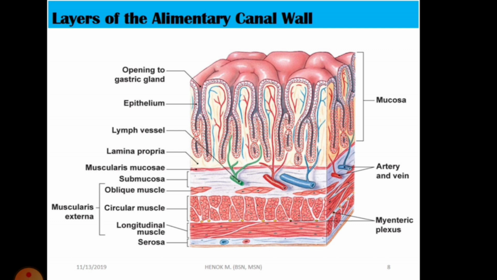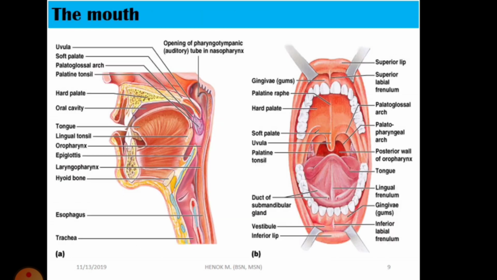There are the mucosa, artery and veins. Next layer is the circular muscles, and next are the oblique muscles and longitudinal muscles, serosa and the myenteric plexus. There are the mouth, that is the velum or soft palate, and also the posterior wall of the oropharynx.